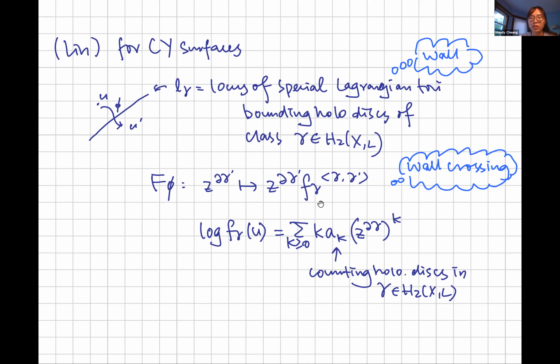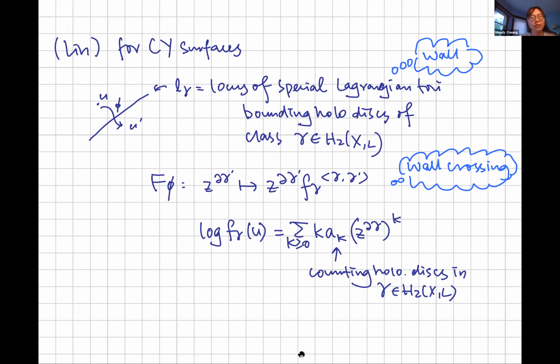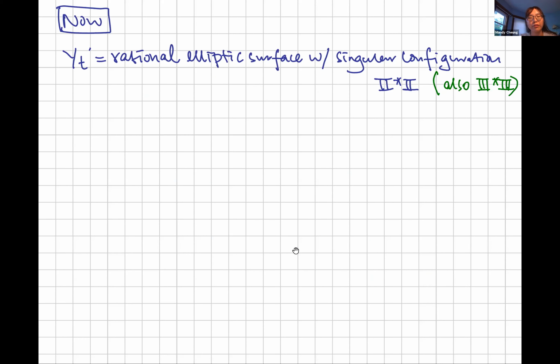These numbers are just counting holomorphic disks in the homology in the Lagrangian. Now here is a more general setup. Let us start with telling you what the space looks like. I start with a rational elliptic surface with singular configuration 2 star 2. This is the one we are going to see. The mirror is DP5. And for the case of DP6, the singular configuration would be 3 star 3.